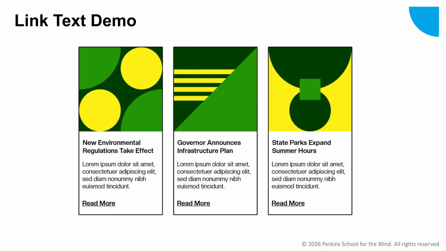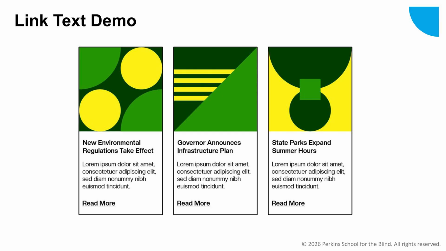So how do we solve for this problem? One solution might be to wrap the entire card within a single link, but that creates the opposite problem. Now the screen reader announces the headline, the description, and read more, all as one long link. That's a lot of context just for a link, and it becomes overly verbose. A better solution is to make the headline itself the link. The headline already describes where you're going.